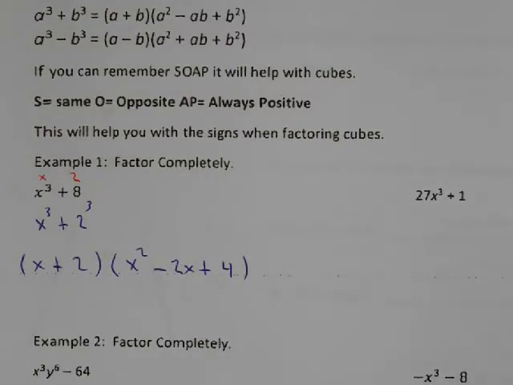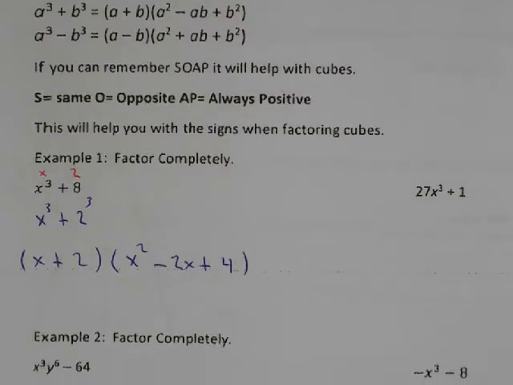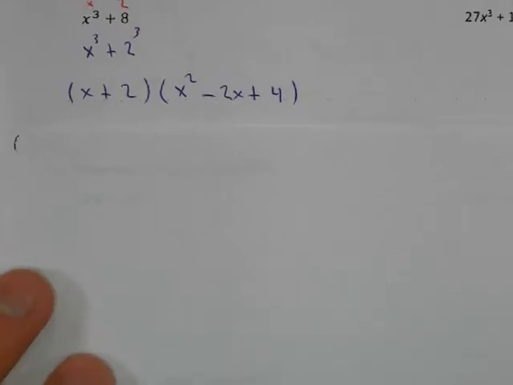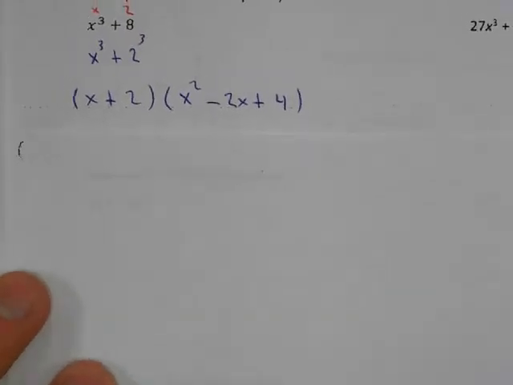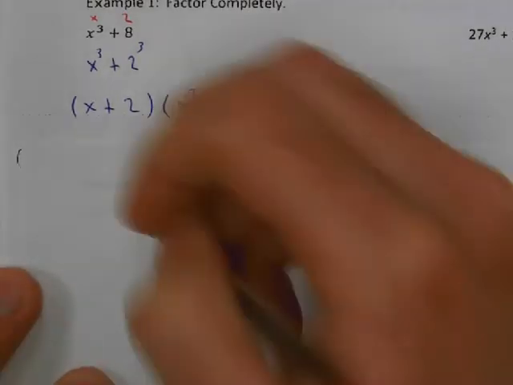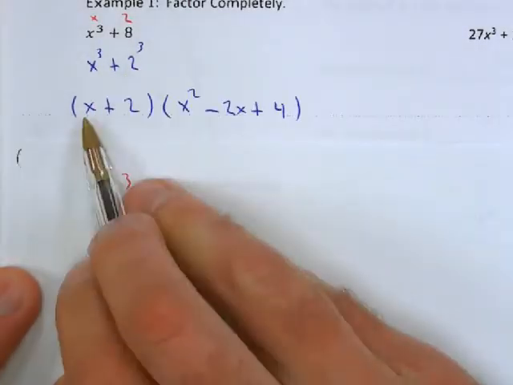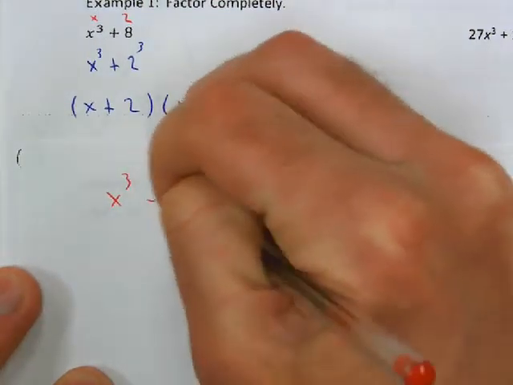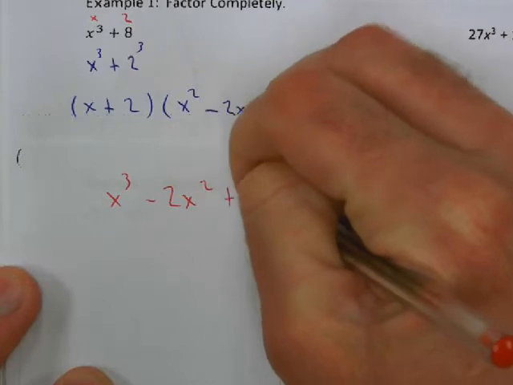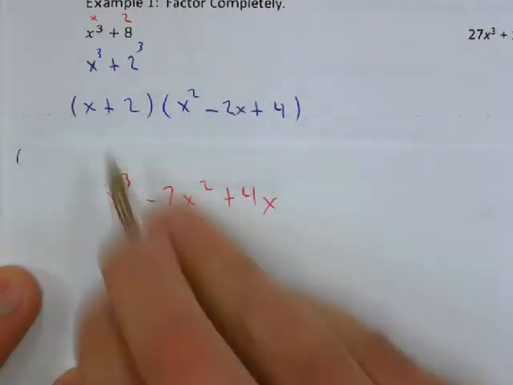Now, we're only going to do this on this first problem, but how do we know that this thing works? Well, let's multiply our answer back out and then see if we get what we started with. Now again, we're only going to do this once, but let's make sure it works. X times x squared is x to the third. X times negative 2x is negative 2x squared. X times positive 4 is positive 4x. So we distributed the x to these three terms.